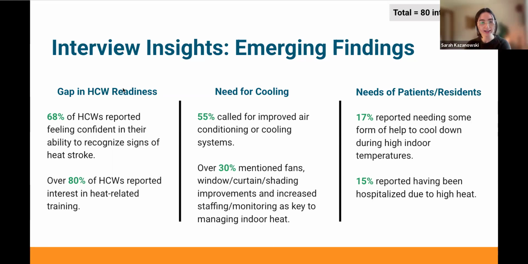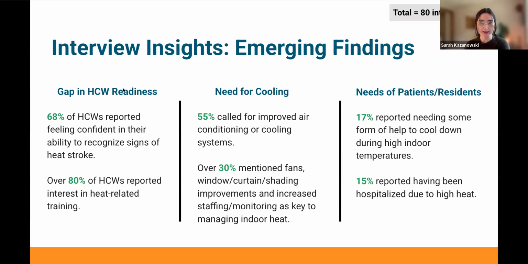The second finding, there was an obvious need for cooling. More than half of participants, so 55%, called for improved air conditioning or cooling systems. And also over 30% also identified fans, window shadings or curtains, and increased staffing or monitoring as critical strategies for managing indoor heat. And then the third finding, we were able to better understand patient and resident needs.